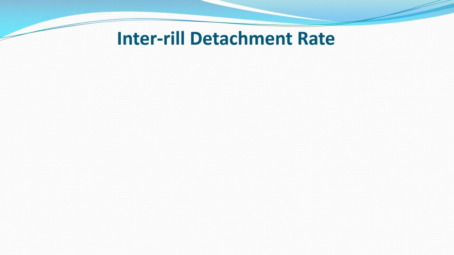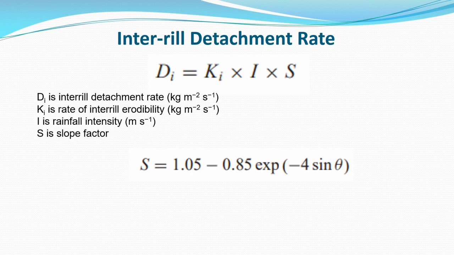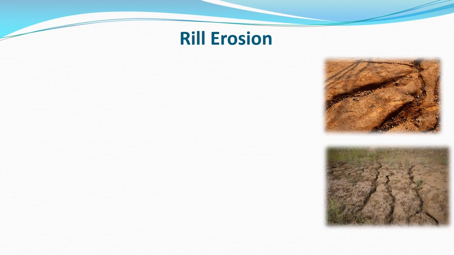Inter-rill detachment rate. You can determine the inter-rill detachment rate using this equation. Di is equal to Ki multiplied by I multiplied by S. Di is the inter-rill detachment rate. Ki is the rate of inter-rill erodibility. I is the rainfall intensity, and S is the slope factor. S can be estimated using this equation: S equals 1.05 minus 0.85 exp(minus 4 sin theta), where theta is the slope angle.